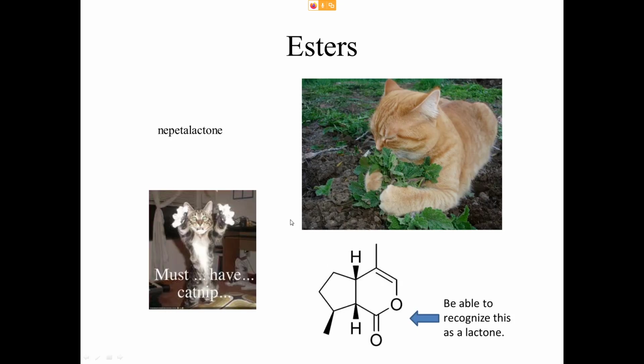Okay? So let's look at this bottom molecule. This is called nepetalactone, and we don't have a receptor for this, but felines generally do. Right? And they tend to go crazy over it. Some species or some breeds a little more than others. But I don't want you to name this. I don't want you to be able to come up with a nepetalactone or other IUPAC name for it. I want you to look at a molecule like this and see this is a lactone.